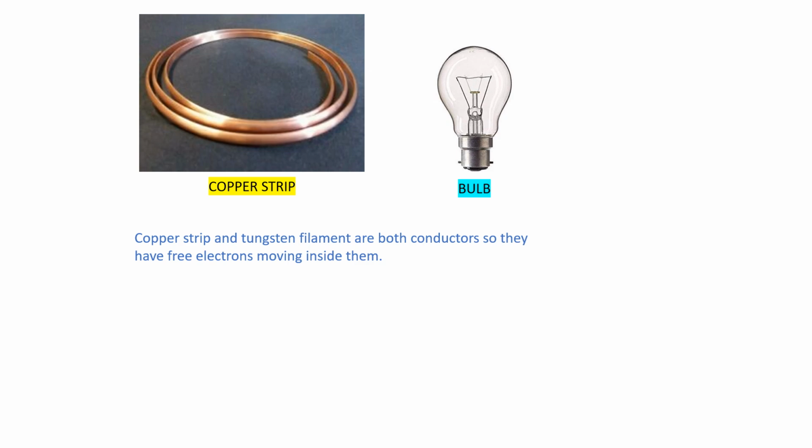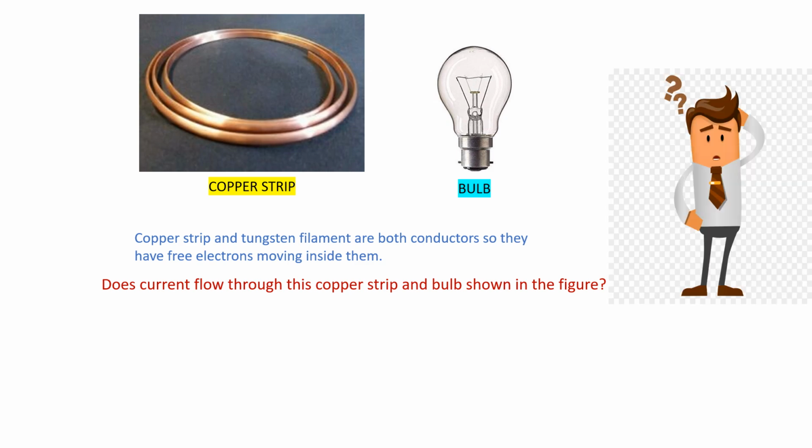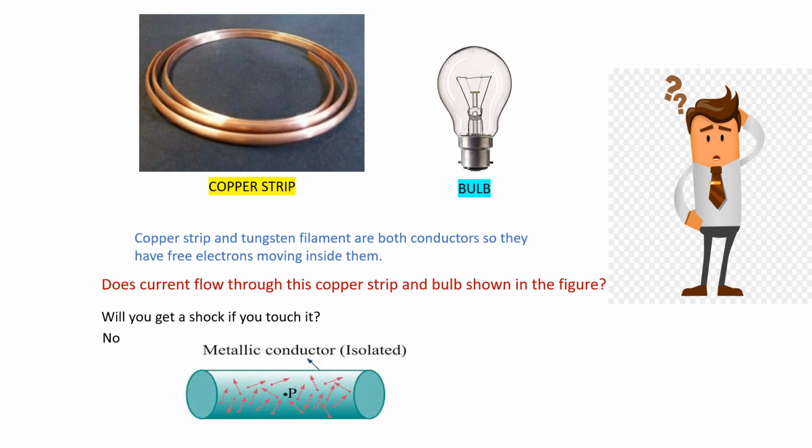Now let me ask you a few questions. Does current flow through this copper strip and bulb shown in the figure? Will you get a shock if you touch it? What will be your answer to these two questions? You are absolutely right. You will say no. Why don't we get a shock if we touch a copper strip or a bulb, even though there are free electrons moving inside them? What do you know about isolated metallic conductors?